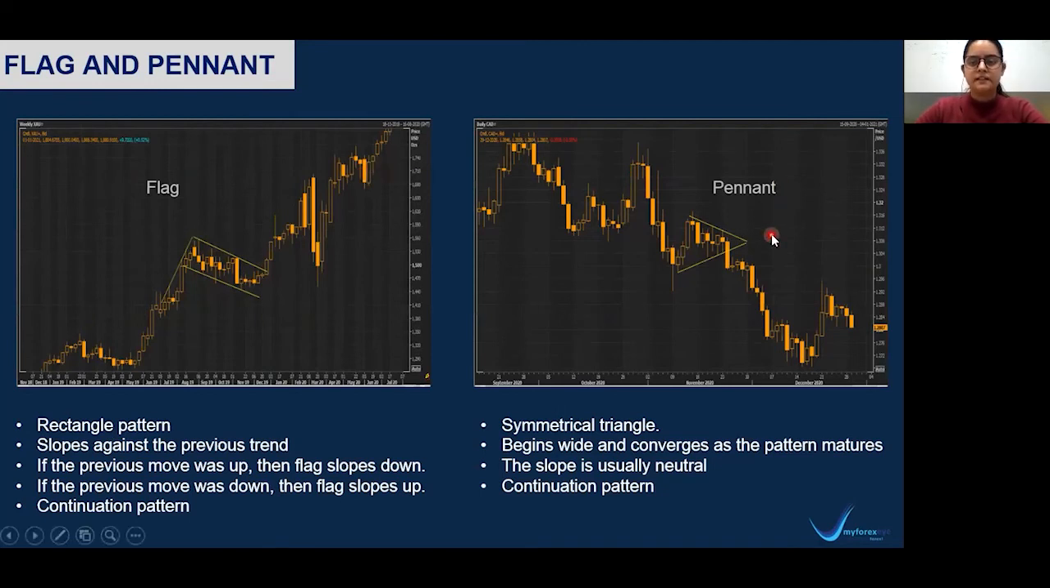Similarly, we have pennants. Pennants are also continuation patterns. The only difference is that pennants are in the form of a triangle, a symmetrical triangle. It begins wide and converges as the pattern matures. The slope of the pennant is usually neutral, not very steep, and it is a continuation pattern. Once the support of the pennant breaks, the trend continues further.